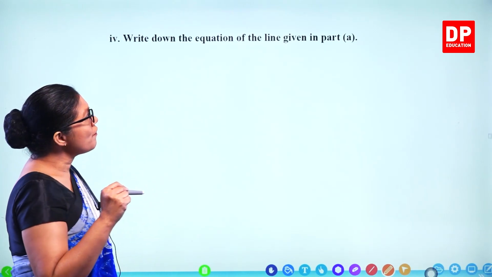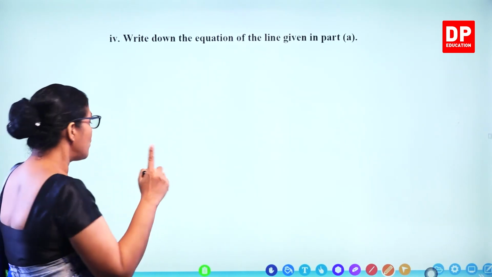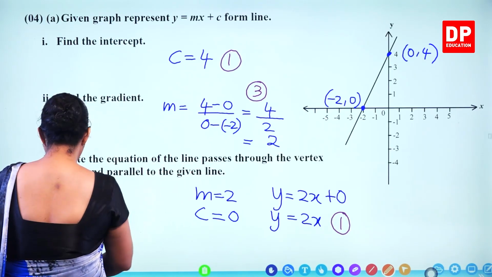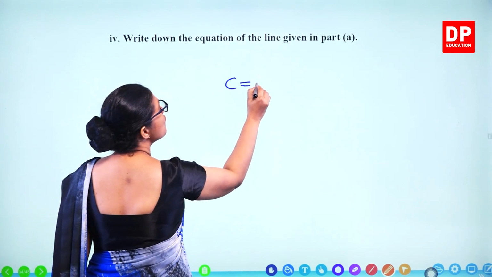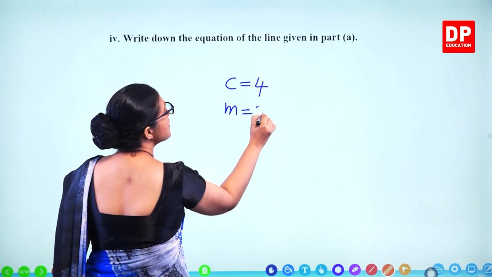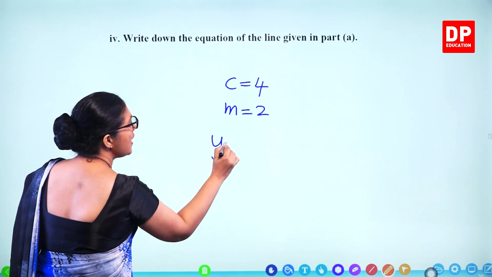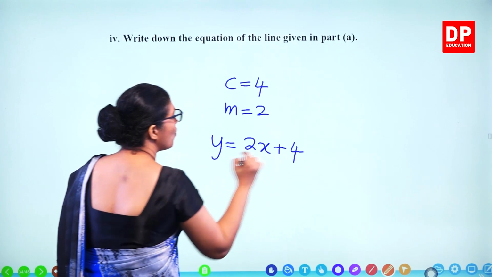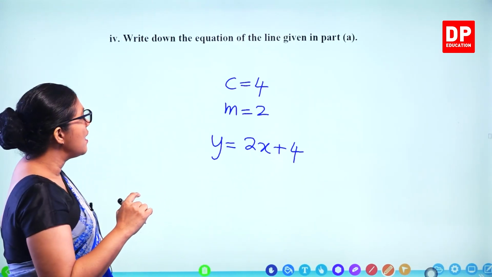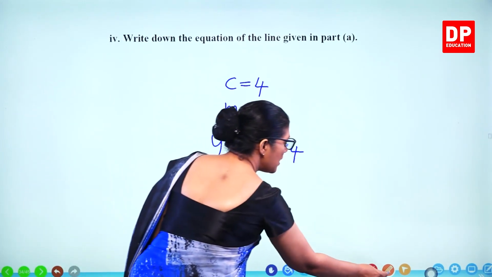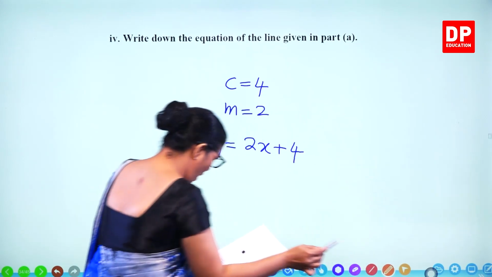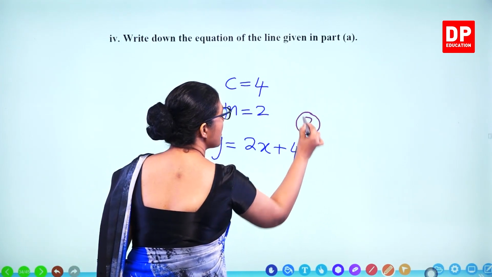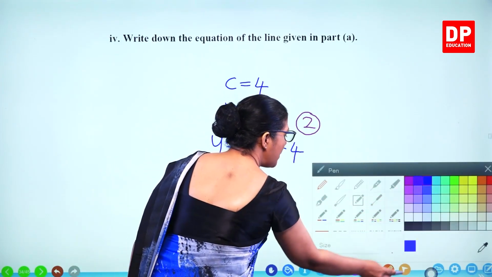Write down the equation of the line given in part A. So that's from the previous part. c is 4, m is 2. So what's the equation of the line? y equals mx plus c. That means 2x plus 4. So the equation of the line is 2x plus 4. How many marks for this one? You get 2 marks. So that's the first part. Now let's do part B.